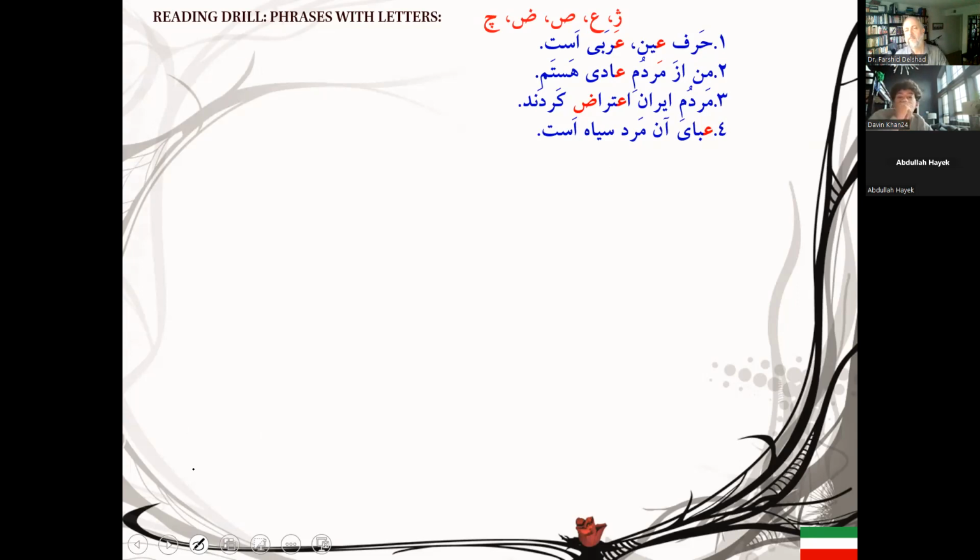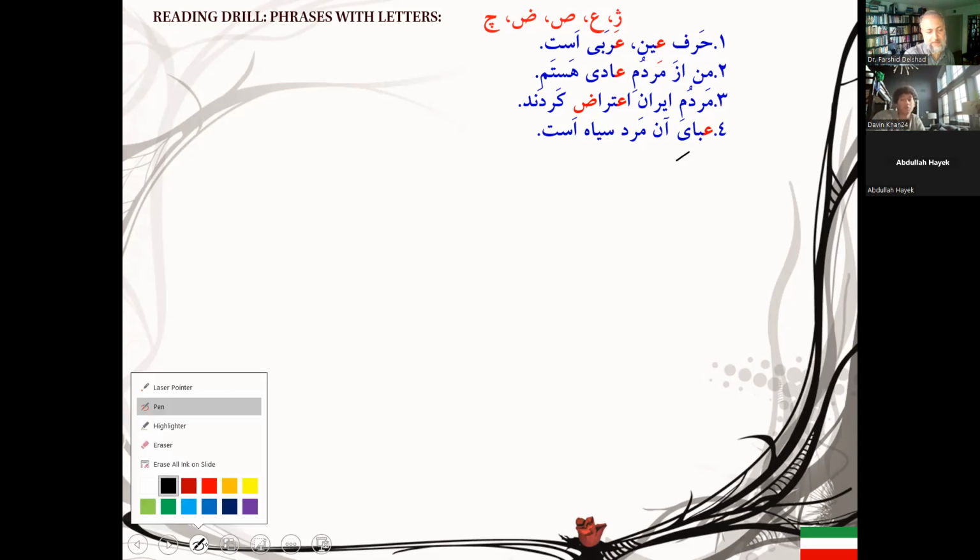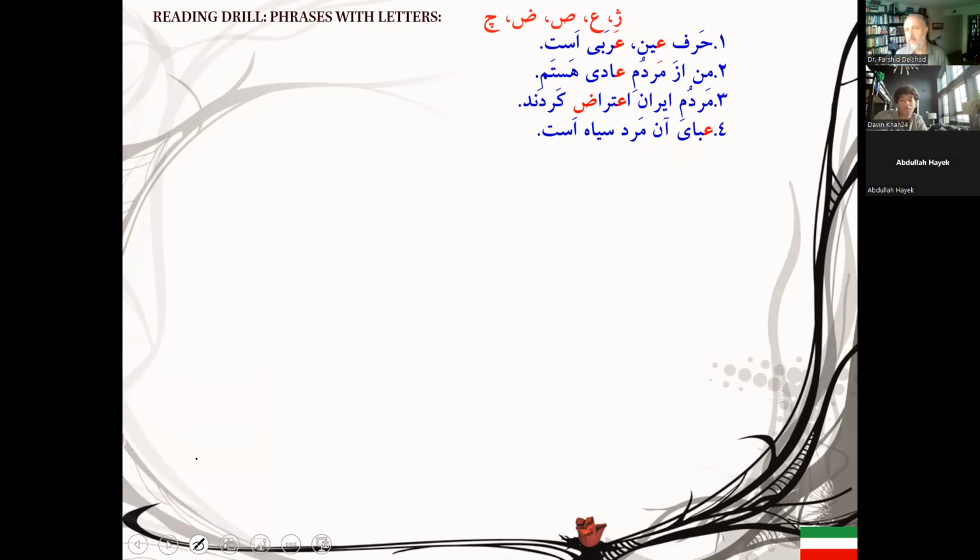So the person's garment is black? Exactly. The garment of that man is black. Abaye, unmad, the garment of that man, siyah, black, ast is. So the garment of that man is black. Perfect. Okay. Any question? No.